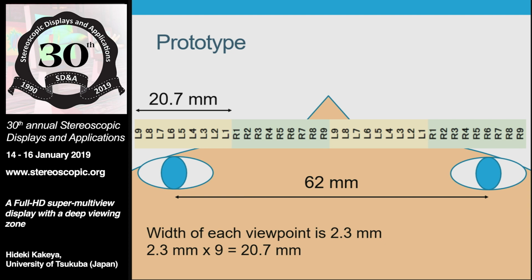As I said, the width of the viewing zone is about 2.3 millimeters, and we can show nine views for each eye. So the width of the left eye viewing zone is 20.7 millimeters. And so left, right, and left, right. And here, the right eye viewpoint is generated around the right eye. In this way, we can show more than 2 light rays to each pupil of the eyes.